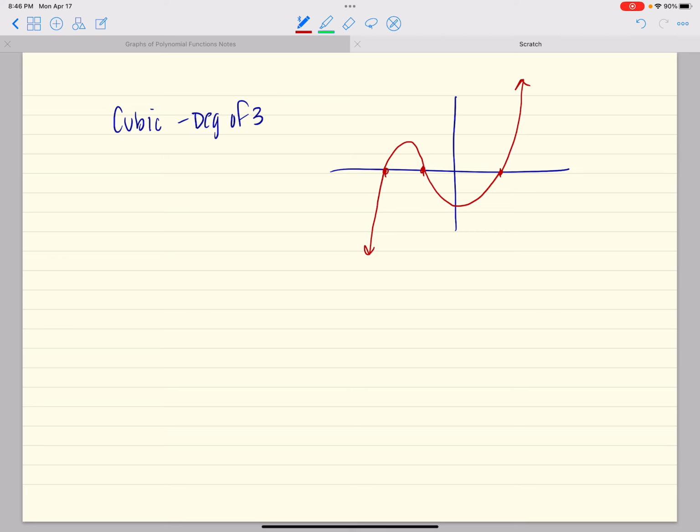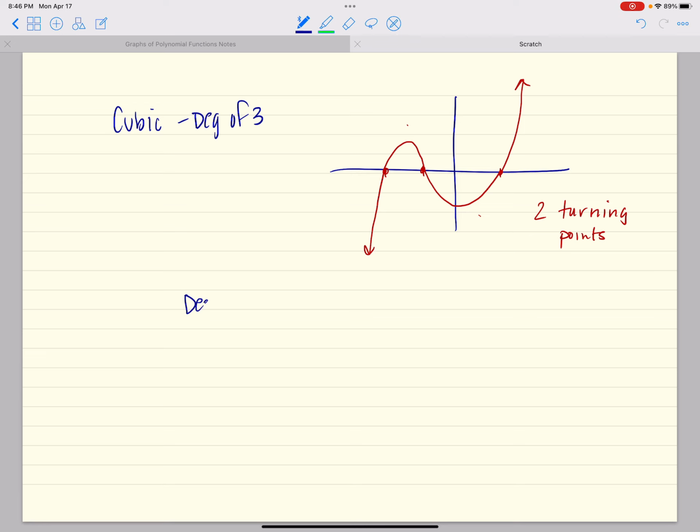So what we see when we have our maximum 3 x-intercepts and our appropriate end behavior is that this graph has 2 turning points. And since that's the maximum number of x-intercepts, that is the maximum number of turning points. And I can continue this. So like, let's say we had a degree of 4.